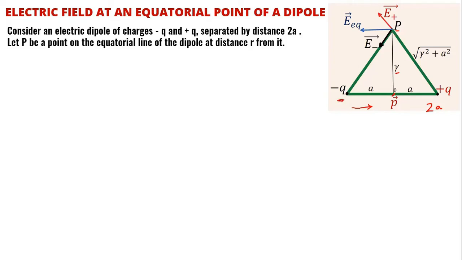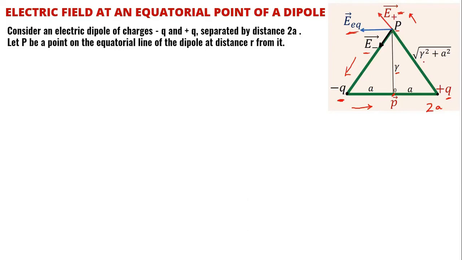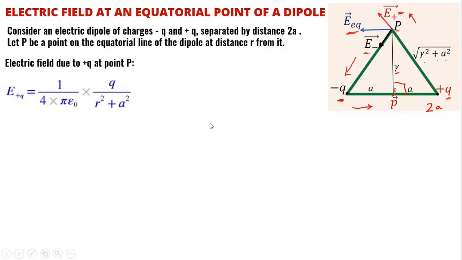Further, this negative Q charge will exert an electric field which will always be pointing towards the negative Q charge. So here we have represented the direction of E negative. Further, the positive Q charge will exert an electric field away from it, that is the direction of E positive. These two are vectors and their resultant is represented along this direction, that is E equatorial. Further, the separation of the point of observation from either of the charges will be the square root of R square plus A square, from the Pythagoras theorem applied in this right angle triangle. Now we will find the magnitude of each electric field.